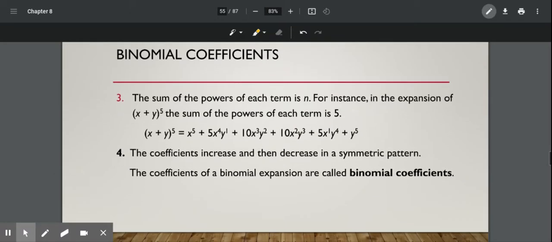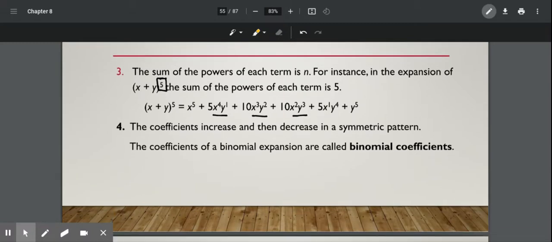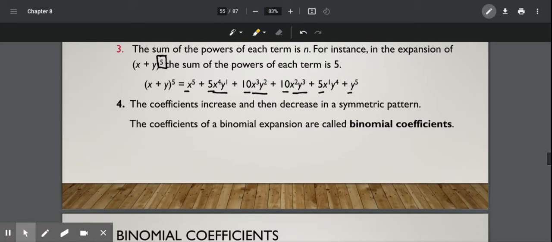The sum of the powers of each term is n. So in this case, if we're to the 5, if you look at each term, x to the fourth, y to the 1 equals 5. 3 plus 2 is 5. 2 plus 3 is 5. So your powers should always add up to whatever that total degree is. And the coefficients increase and then decrease in a symmetric pattern. So here you have 1, 5, 10, 10, 5, 1. So we have that symmetry again. And those coefficients are called your binomial coefficients.